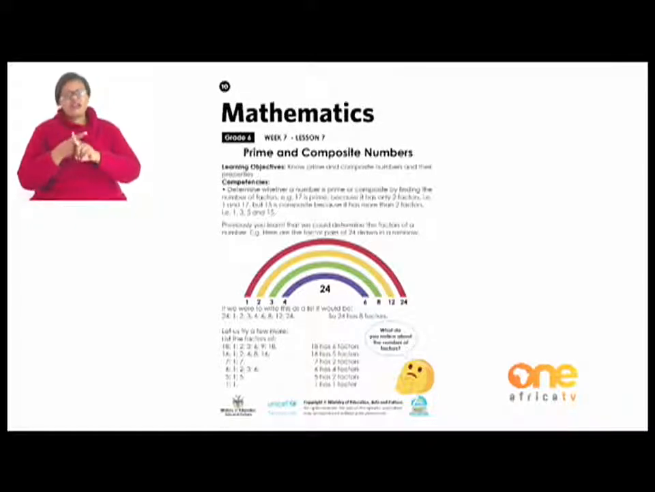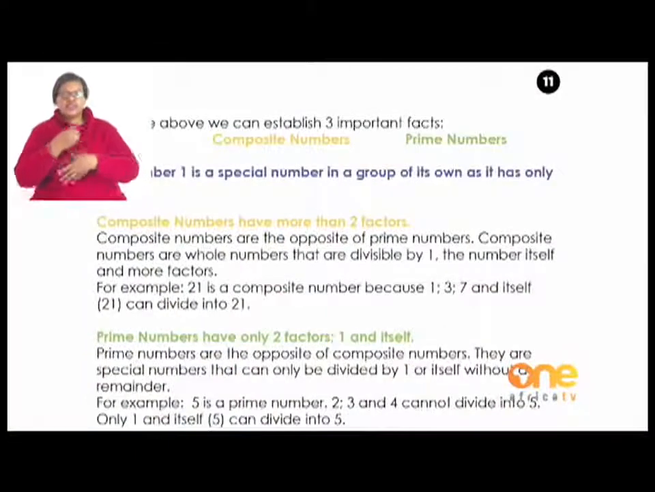Now, I want you to notice the difference. Let's go back to page 11. The reason why 1 cannot be regarded as a prime number is because it only has 1 factor. In order for a number to be considered a prime number, it must have 2 factors, which are 1 and that number itself. Now let's look at composite numbers.